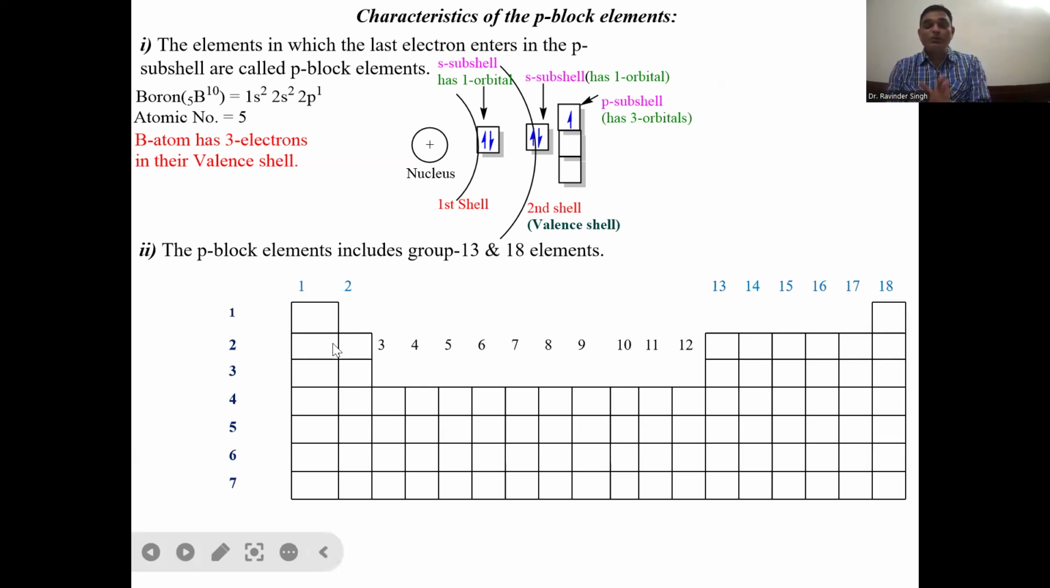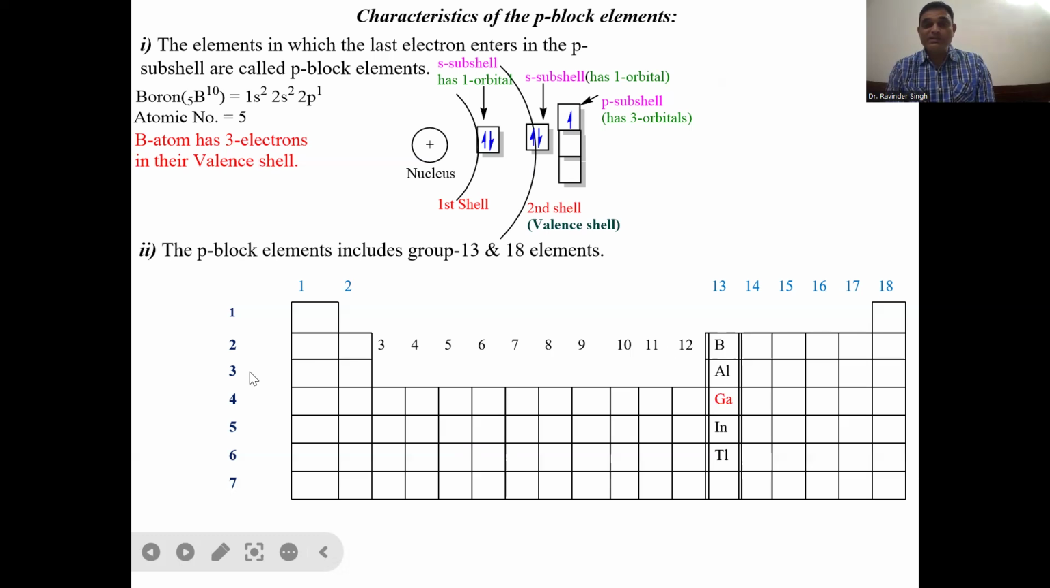Now you can see all 18 vertical columns, which are the 18 groups in the periodic table. You can see here the 7 horizontal rows. These are the periods. Now we will discuss only the p-block elements that range from group 13 to group 18. In group 13, the elements are boron, aluminium, gallium, indium, and thallium. Boron is a second period element. Aluminium is a third period element. Gallium is a fourth period element. Indium is a fifth period element. Thallium is a sixth period element.